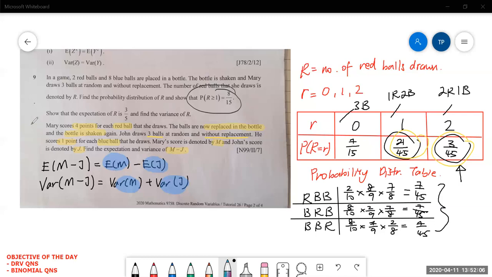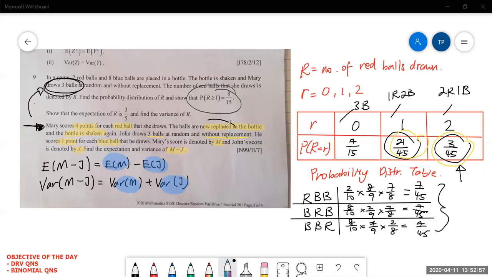Okay, so over here. Mary scores 4 points for each red ball she draws. The balls are now replaced in the bottle. I think for Mary, it's still without replacement. Basically, I think what happened is the transition here. Why they mentioned this is to tell you that they reset the game. Now Mary is going to draw 3 balls because it's in relation to this question. Bottle is shaken, Mary draws 3 balls.